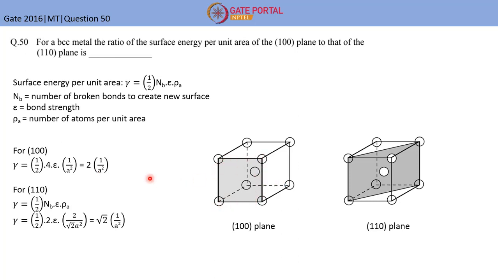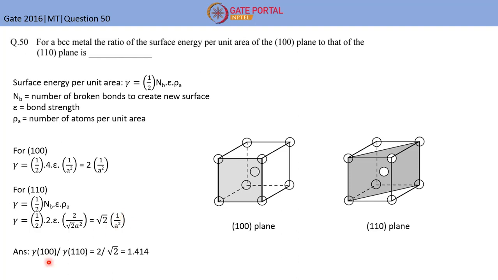Similarly for 110, gamma is given by the same formula. Here the number of broken bonds, as I told you, if you cut from this, 1 2, 2 bonds will be broken. Epsilon remains the same bond strength, because these are the same atoms. And here as you can see, the number of atoms will be this complete one, and this 1 by 4, 1 by 4, 1 by 4, 1 by 4. So this accounts for 1 and this complete 1. So 2 atoms divided by, this will be root 2a and this will be a. So root 2a into a, so root 2 a square, and this becomes root 2 of 1 by a square.